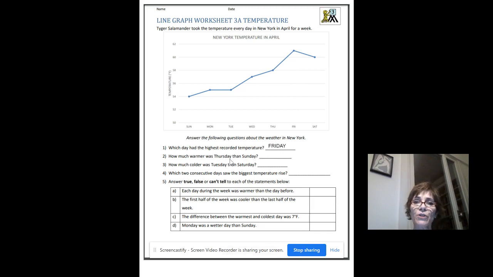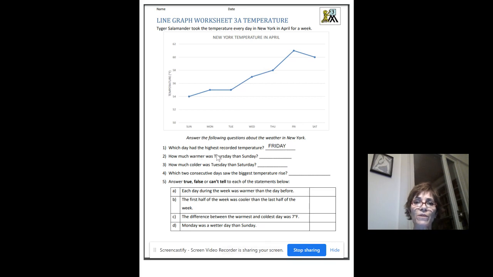How much warmer was Thursday than Saturday? Okay, remember when we're comparing two, in this case, 2 days. I have Thursday here, and Sunday was way back here. We're starting with Sunday, Monday, Tuesday, Wednesday, Thursday. Remember the temperature is going up. I'm also noticing that across the week it's going up, up, up, up, and then after Friday it goes down a little bit.